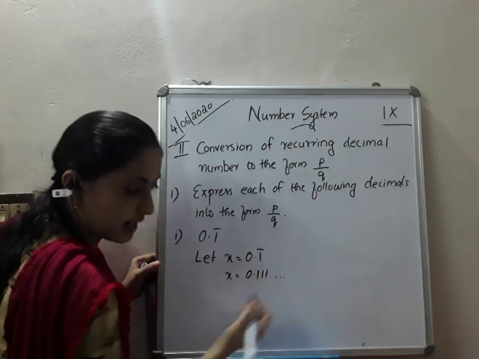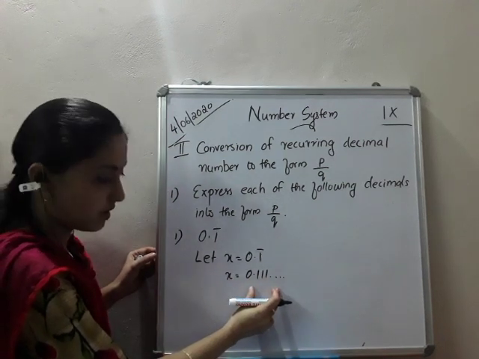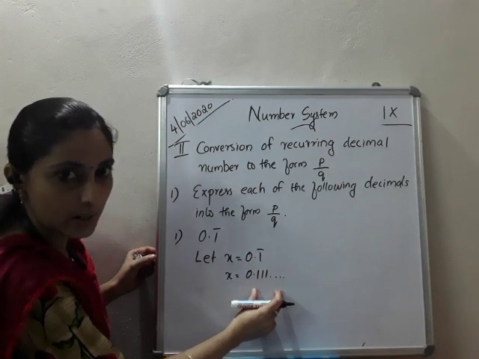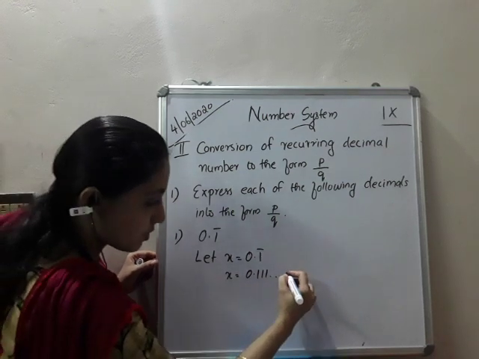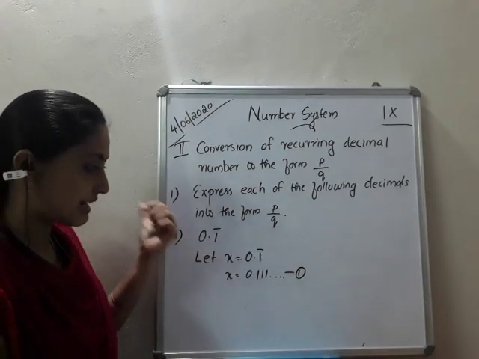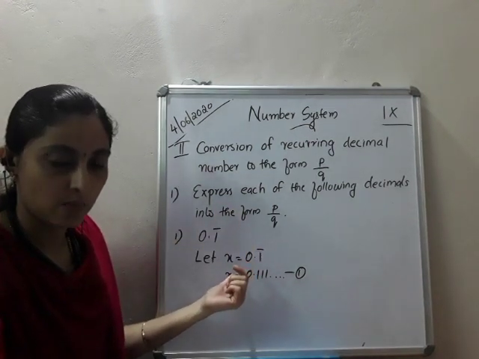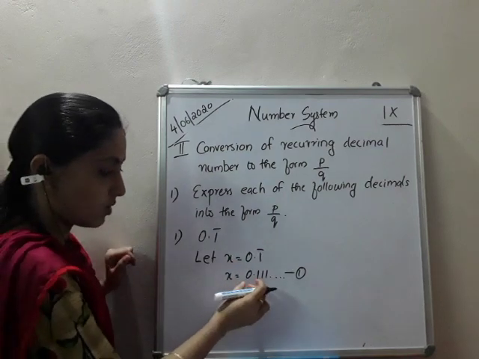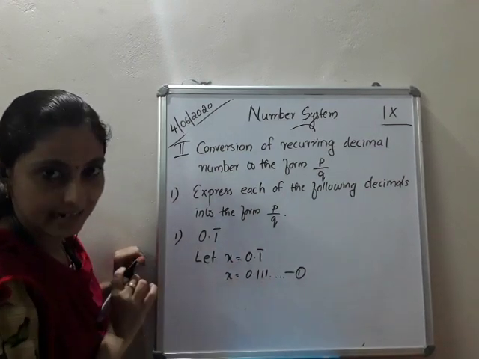0.111 etc. So that is a recurring number, or non-terminating repeating number. Okay, so mark that as equation number 1. What you have to do first is, let x be that number 0.1 bar. That is, x is equal to 0.111 etc.